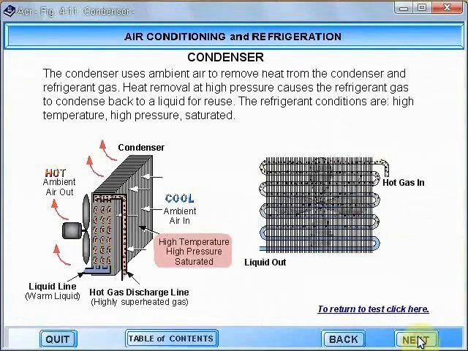The condenser uses ambient air to remove heat from the condenser and refrigerant gas. Heat removal at high pressure causes the refrigerant gas to condense back to a liquid for reuse. The refrigerant conditions are high temperature, high pressure, saturated.